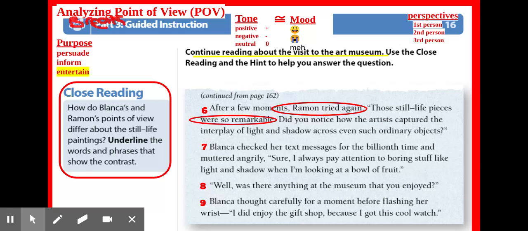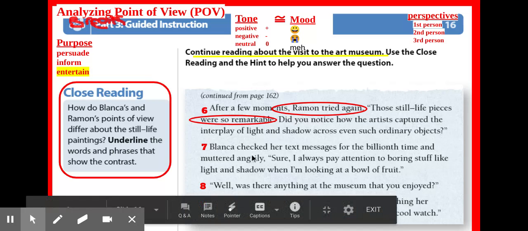Unlike his sister, so that's where that contrast thing comes in, how they're different, Blanca mutters angrily. Guys, angrily, being angry, is a negative emotion. And she's also muttering under her breath. She's not saying it loud and proud. She's kind of keeping it down where nobody else can hear it except her brother.